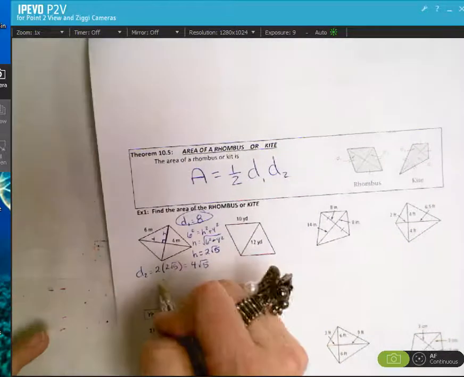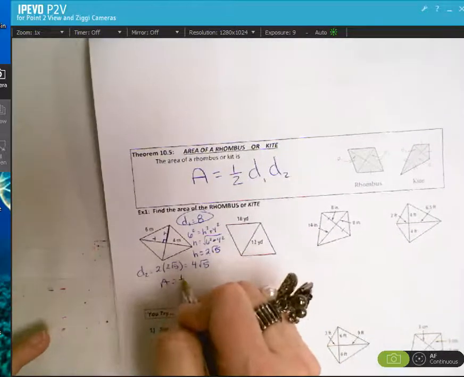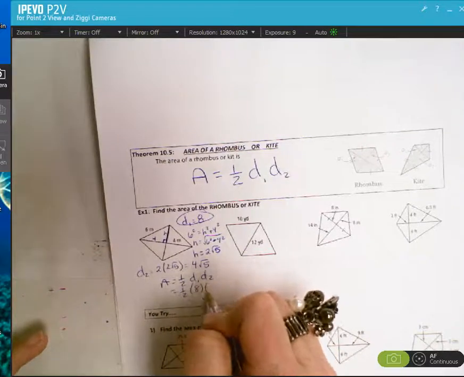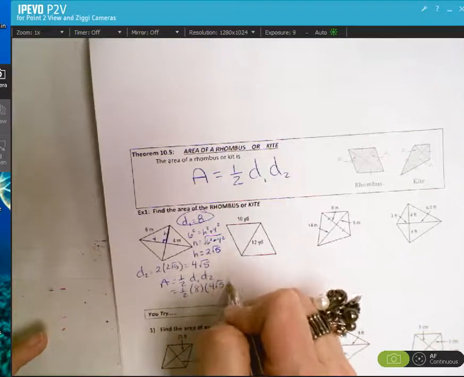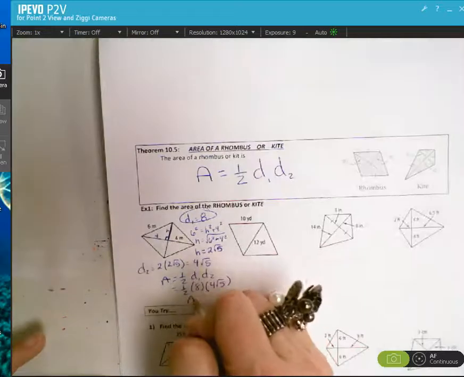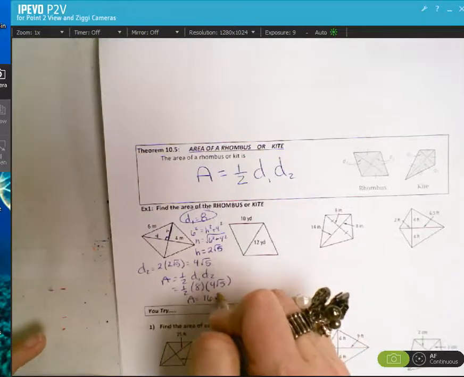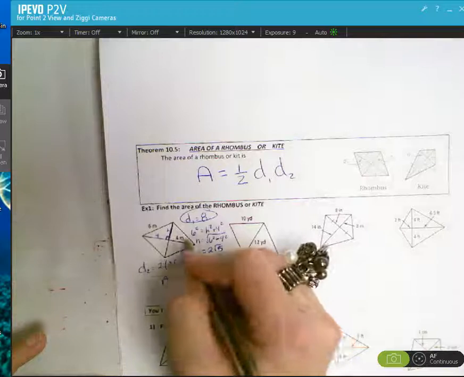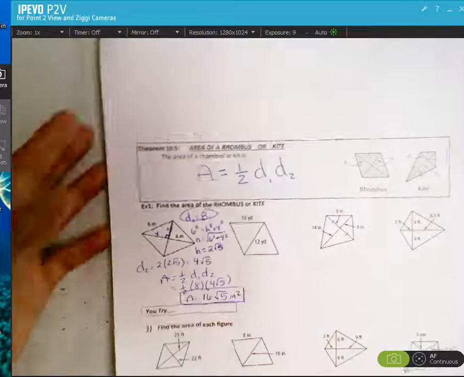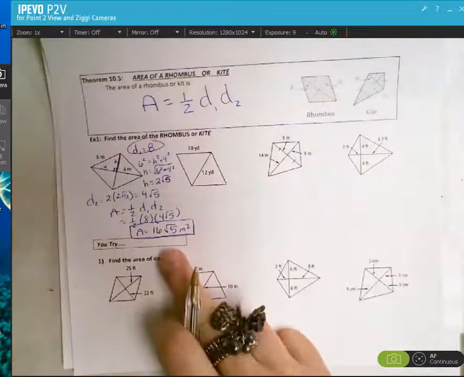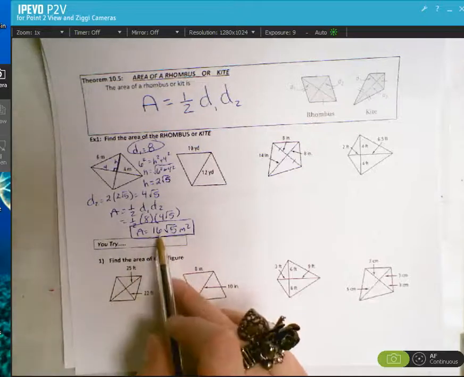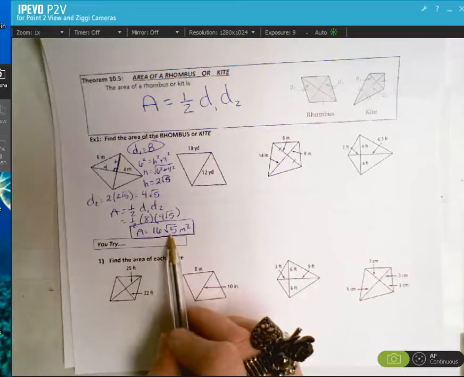Now I have all the pieces, I just substitute into my formula. Area equals 1/2 d1 d2, 1/2 of 8 times 4 rad 5. Half of 8 is 4. 4 times 4 is 16, so the area is equal to 16 rad 5. And my units are m squared. So depending on if they ask you to approximate it or to round it, 16 rad 5 is an exact answer. A calculator would give you somewhere around 35, 36 meters squared for an approximate.